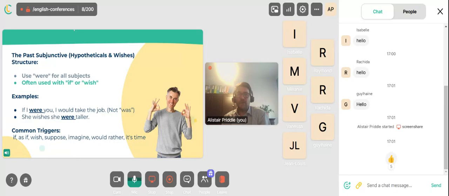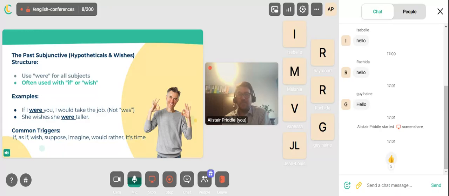Okay, well, let's have a look at another part of the subjunctive, the past subjunctive, hypotheticals and wishes. So here's the structure. We use were for all subjects, often used with if or wish. Examples: if I were you, I would take the job. Not was. If I were you, I would take the job.